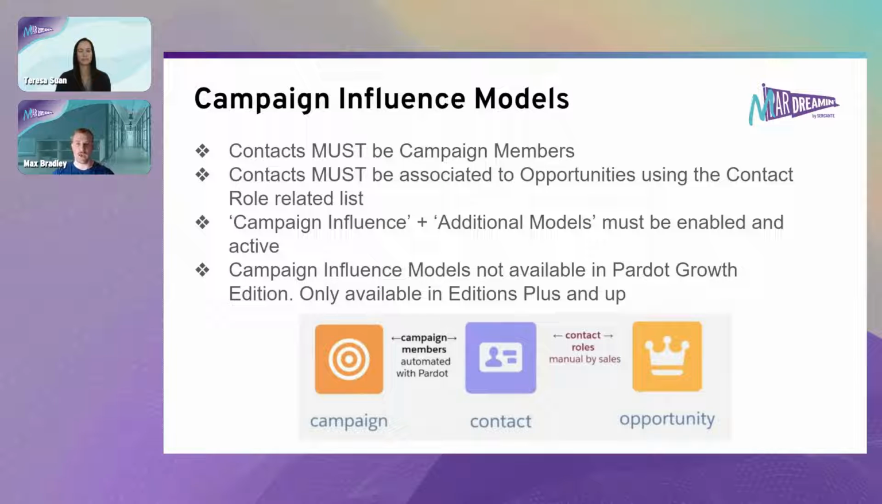Moving along, now we have campaign influence models. These models are what exactly determines revenue share. They describe how each of the campaign touch points are weighed with regards to percentage of influence when they're associated with opportunities. Some key touch points that we can see on the screen here: first, contacts must be campaign members. Second, contacts must be associated to opportunities using the contact role related list. Third, campaign influence plus additional models must be enabled and active.